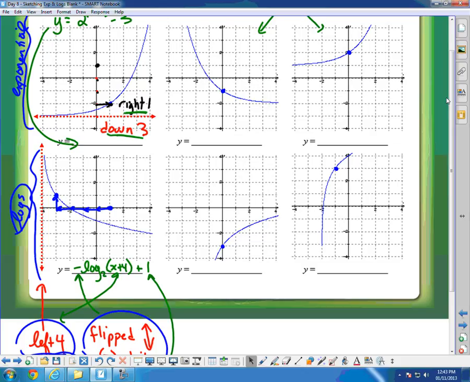So you've got a couple other ones to find. These ones and this one are both exponential. These two are both logarithmic.